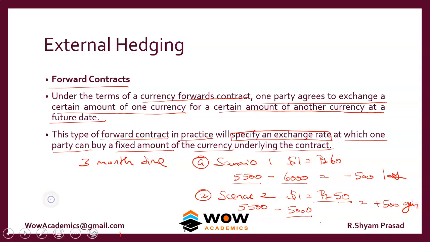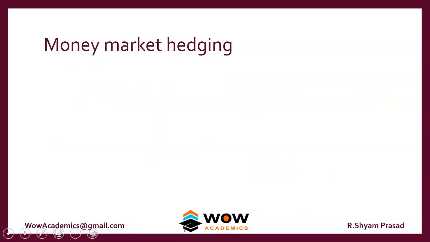So these are the ways in which you can work out a forward. But a forward contract is a compulsory contract. You cannot cancel it midway. So that is a problem with a forward contract. So we'll move on to the next topic.